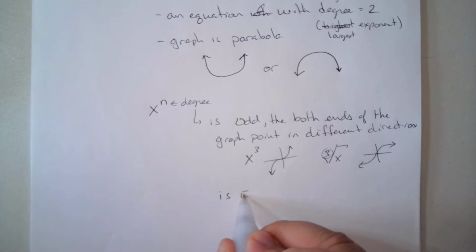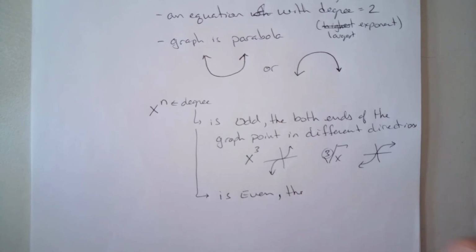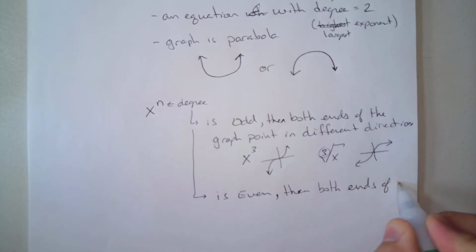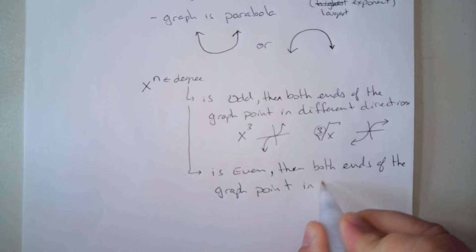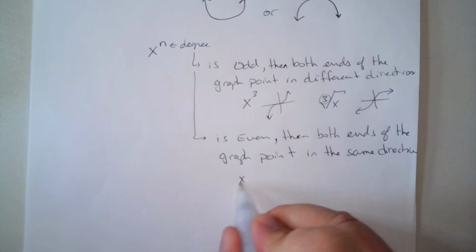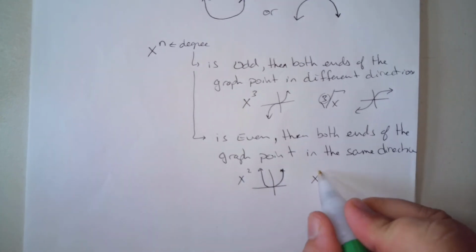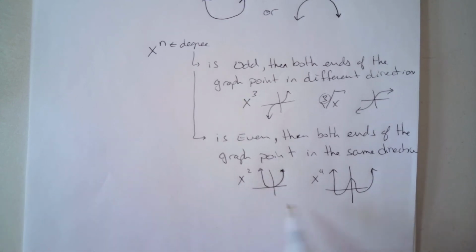If the degree is even, then both ends of the graph point in the same direction. So x squared from our library functions looks like that. X to the fourth would look something like this. Of course, it'd be a longer equation. Alright, so that's important to know when we start doing all this stuff.